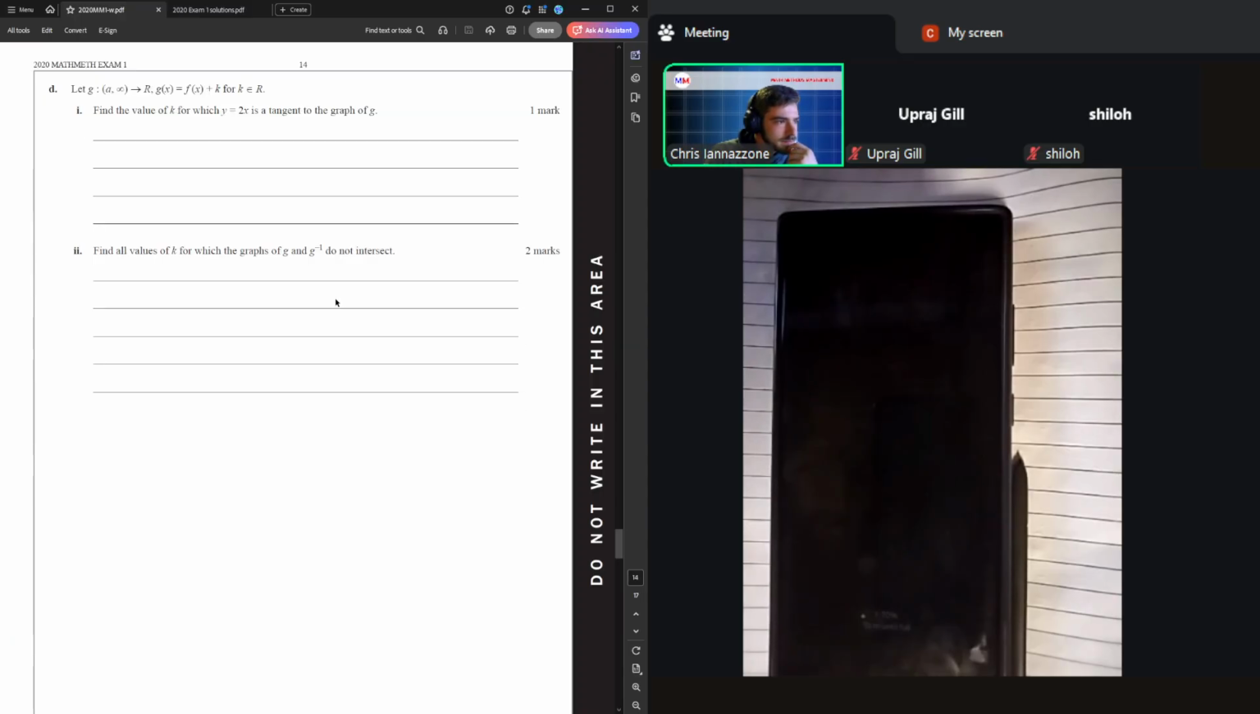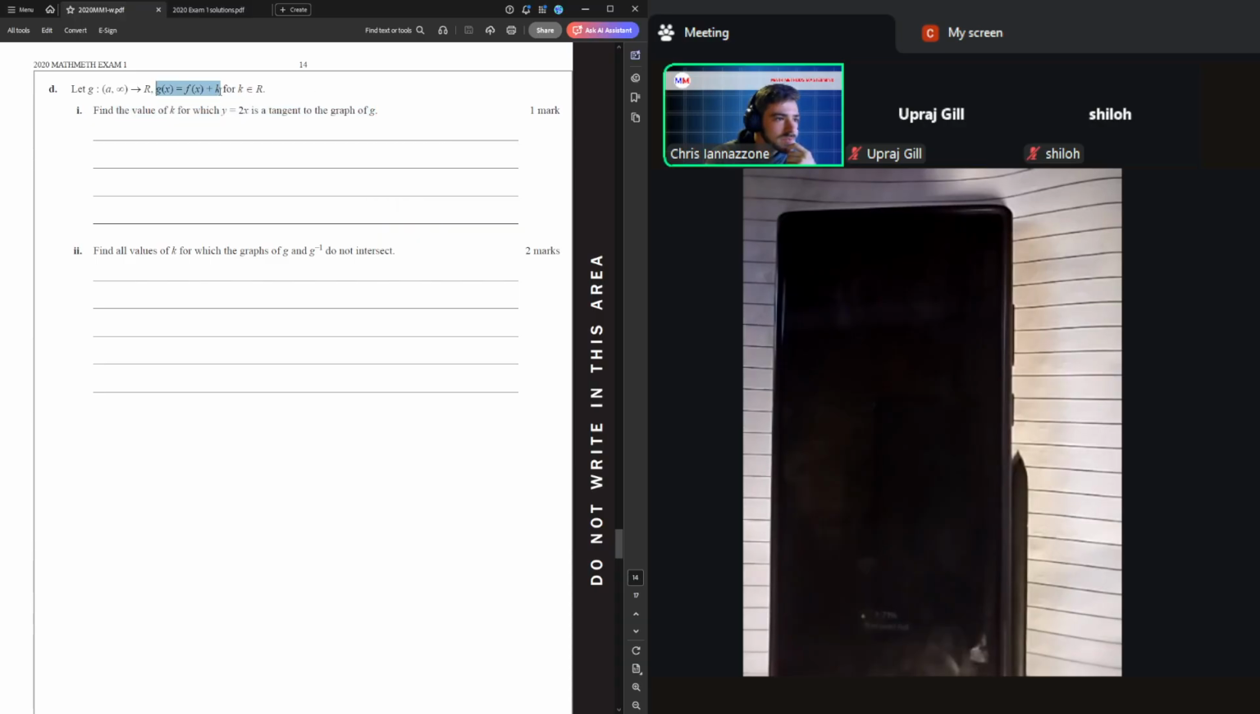That's C. Sorry, D. I read that and thought it was the question. So G is equal to f of x plus k, so basically the function from before plus a k. K can be any real number. Find the only value of k for which the graph of y equals 2x is tangent to G.